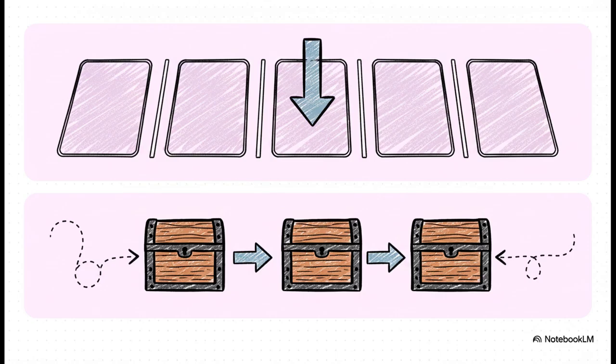A linked list, on the other hand, is more like a scavenger hunt. Each item just points you to where the next one is hidden. It's super flexible. You can add or remove items easily. But if you want to find the 100th item, you've got to visit the 99 before it first.